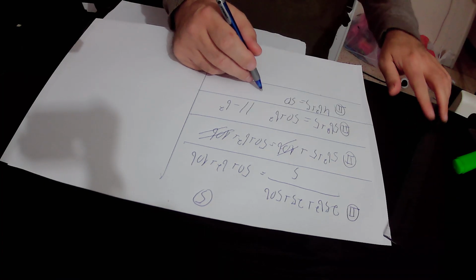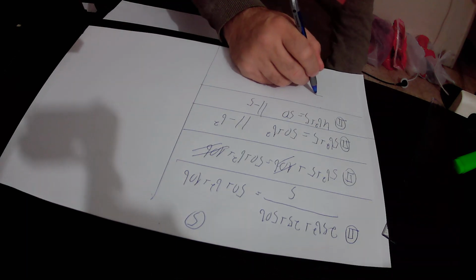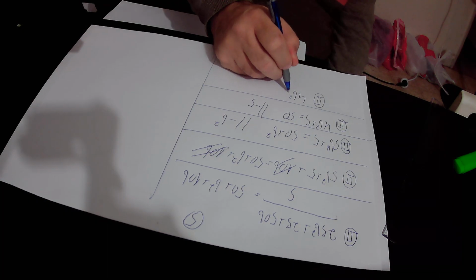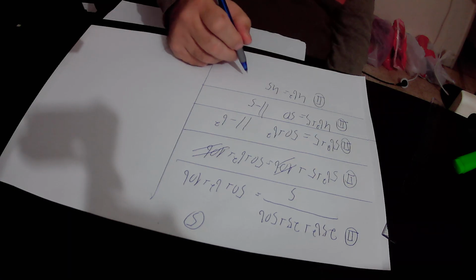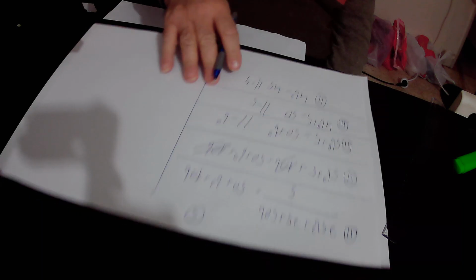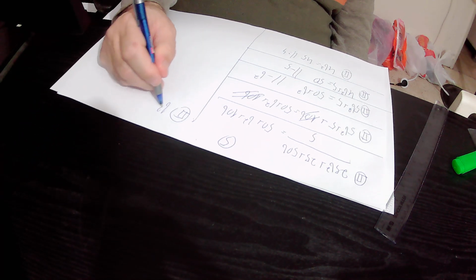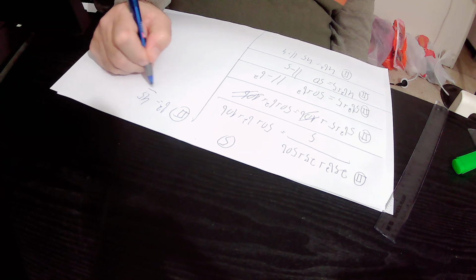Here we subtract 5 from equation number 2, and finally we get that according to equation number 2, 4b² equals 50 minus 5, which is 45. So 4b² equals 45. We divide equation number 2 by 4, and finally we get that b² equals 45 over 4. Again, according to equation number 2, we found out that b² equals 45 over 4.